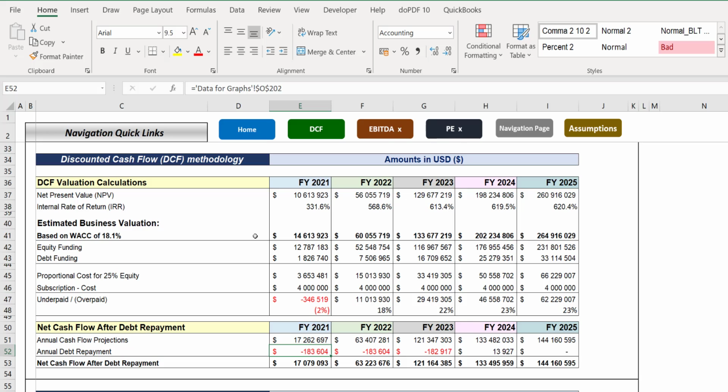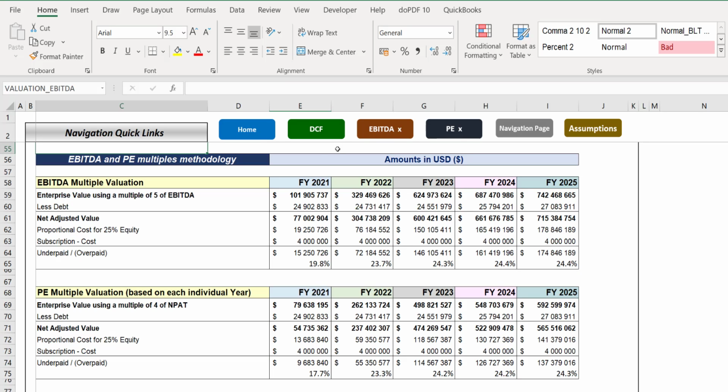Moving on to the multiples type methodology. Let's start with EBITDA. Earlier on, we entered a multiple of 5 times the multiple of EBITDA to be used. Remember to benchmark this against any similar transactions that may be for your industry in recent times. What it would then do is take your EBITDA value that's generated from your budget for each of those years and multiply it by that multiple of 5 to give you an enterprise value. It then subtracts the debt that you entered to give you an adjusted value.